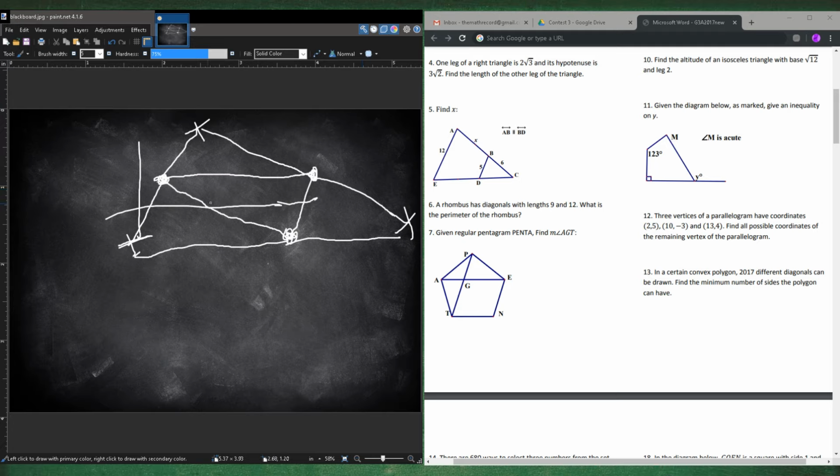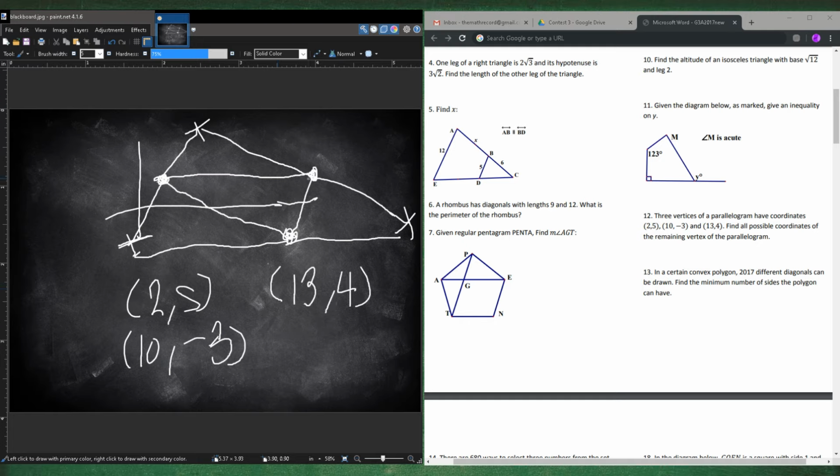So if we have 2 points, (2, 5) and (10, -3), then the corresponding point, if we have (13, 4) right here on the top, has to go down to this point. So you have to add 8 and subtract 8. So 13 plus 8 is 21 and 4 minus 8 is -4. So your first one is (21, -4).